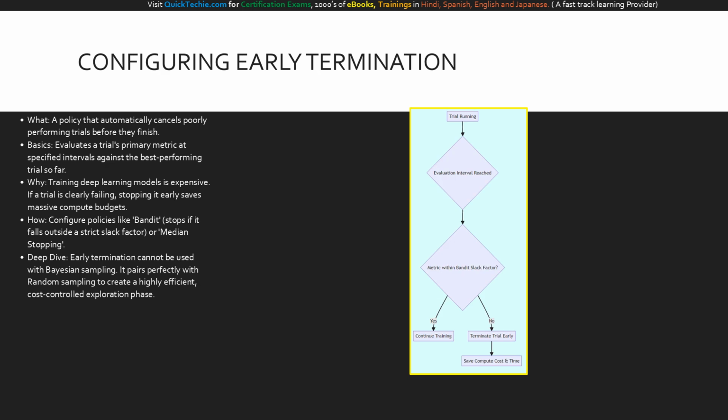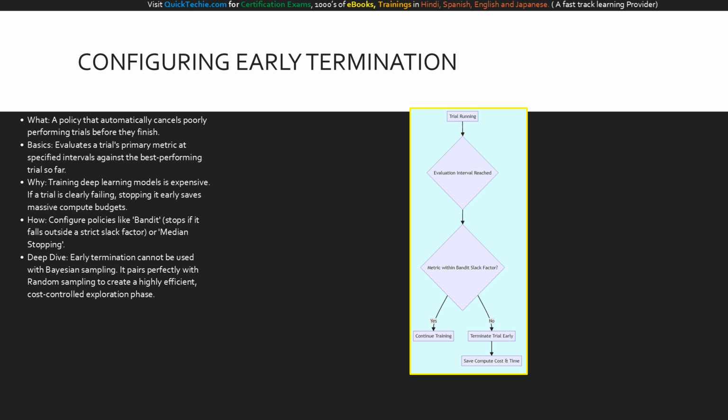We've discussed finding the best model, but what about saving money? That brings us to early termination. What is an early termination policy? It is an automated rule that actively monitors your trials and forcibly cancels poorly performing ones before they finish running. The basics are logical. The engine evaluates a trial's metric at specific intervals and compares it to the best trial found so far. Why is this critical? Training complex models takes hours and costs real money.